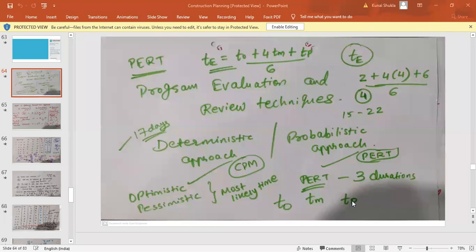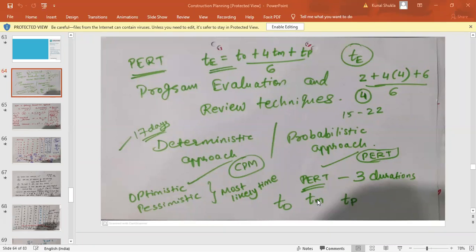TP is called the pessimistic time, that is the highest value, and TM is the most likely time, that your time period is most likely to be at this particular point M. Again, it is not compulsory that it should be equal to Tm only, but in most cases it will be very near to the value of Tm. So, TP is the pessimistic time, TM is the most likely time, and TO is the optimistic time.